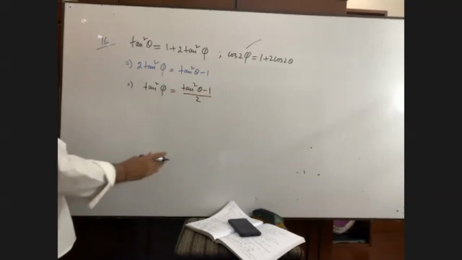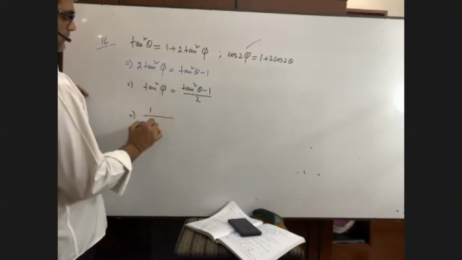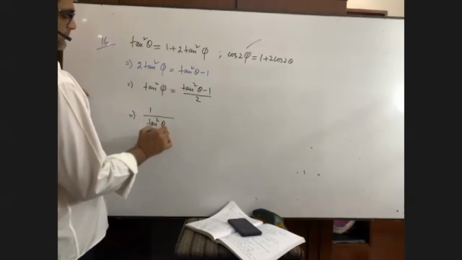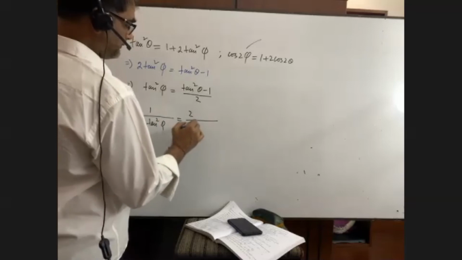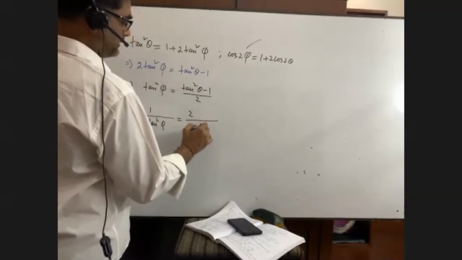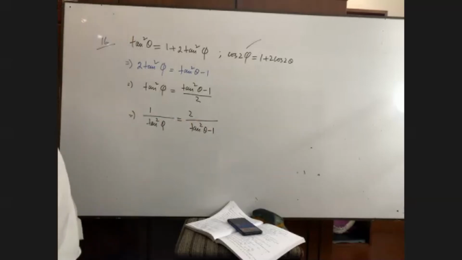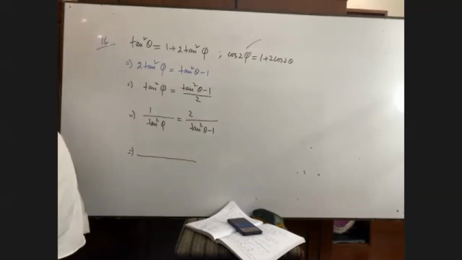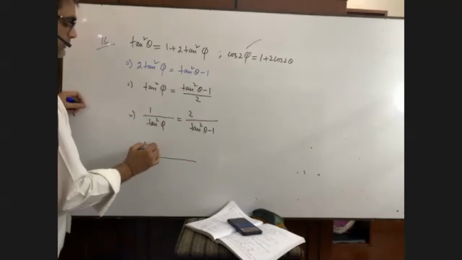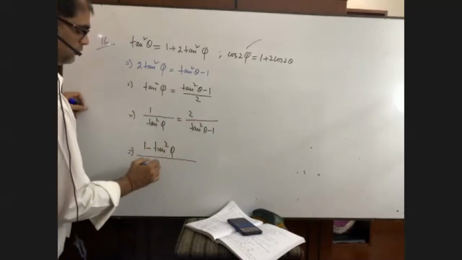Now get it by inversing. 1 by tan square phi is equal to 2 by tan square theta minus 1. Now dividendo componendo, that day someone told me. Dividendo componendo, that is 1 minus tan square phi, 1 plus.